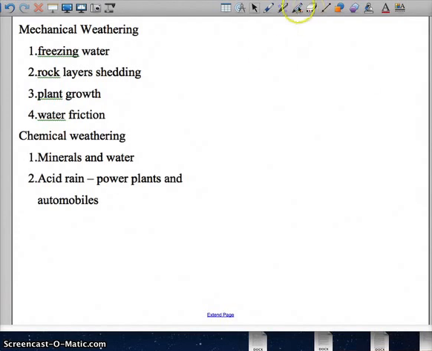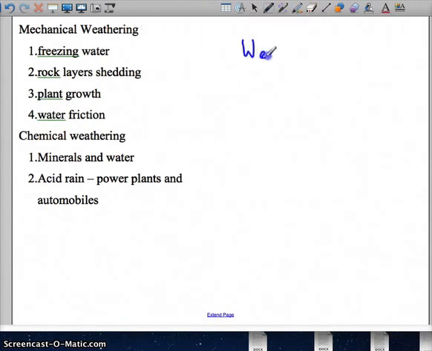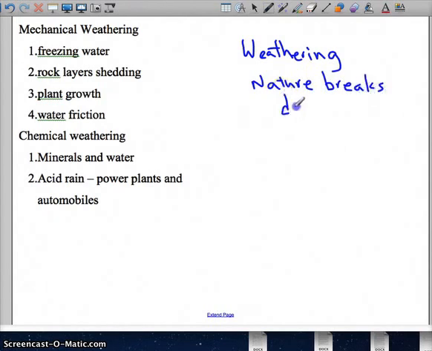We have several different kinds of weathering. In fact, there are two primary kinds of weathering, mechanical weathering and chemical weathering. But let's talk about what weathering itself is. Weathering is when nature breaks down rocks. We've been talking a lot about rocks, and the two kinds of weathering we're going to talk about are mechanical weathering and chemical weathering.